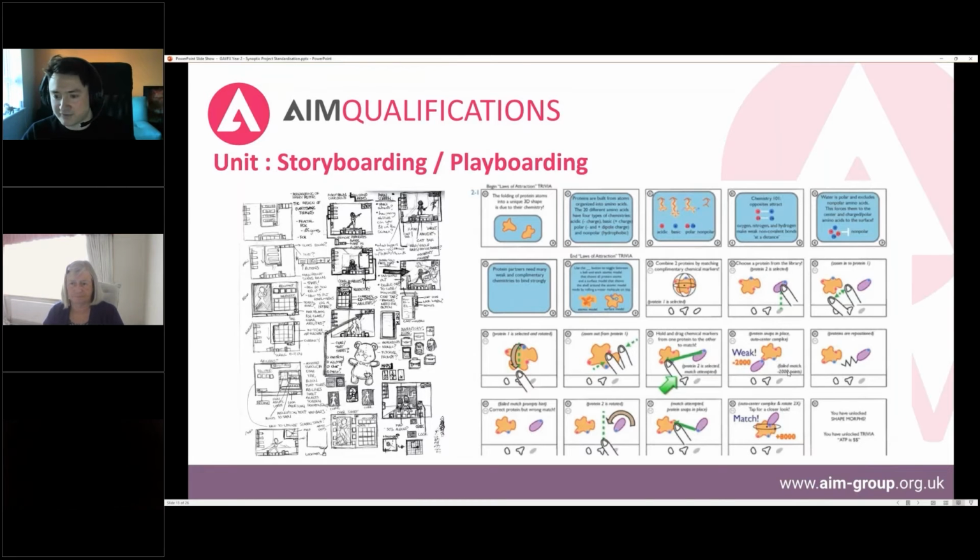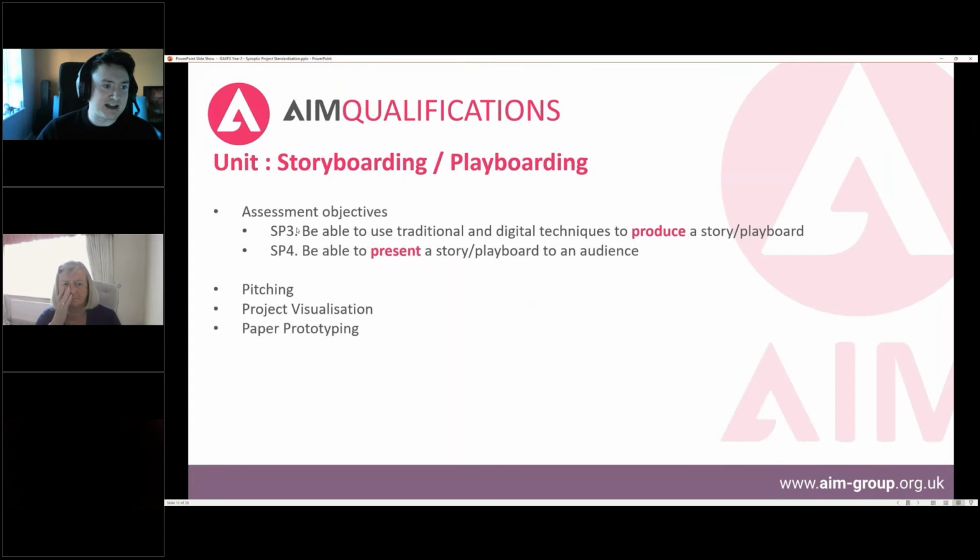This one on the right looks like it's for some kind of scientific game, but I like how you can clearly see that this is a touchscreen focused product, so a mobile focused product here, and they're showing how actions and how the player, or the user, will connect to that. So playboarding, not quite as standard as storyboarding, but it's the same idea. It's visualizing the project and showing that in the early stages. So again, SP3, be able to use traditional and digital processes to produce a storyboard or playboard, and then we're presenting that to our audience.